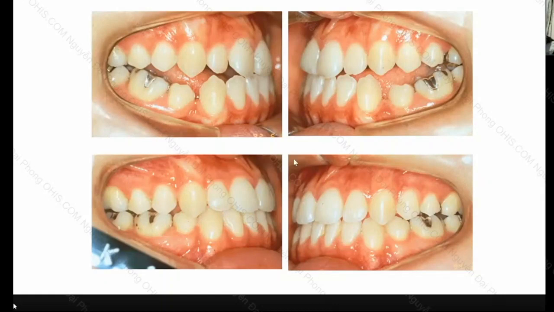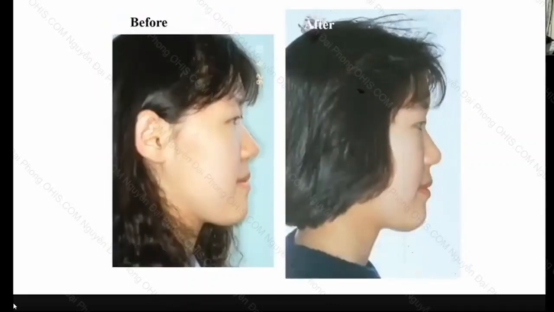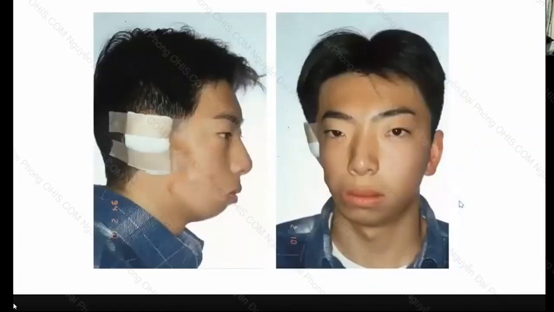This is after treatment. If you compare the profile, it also improved a little bit. This kind of occlusal plane control lets the mandible adapt to a slightly backward position. Therefore, the profile changed.